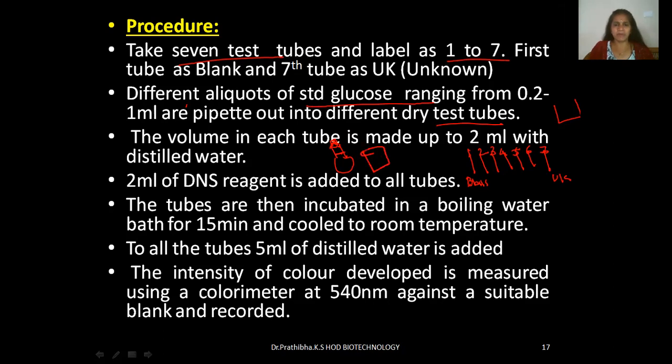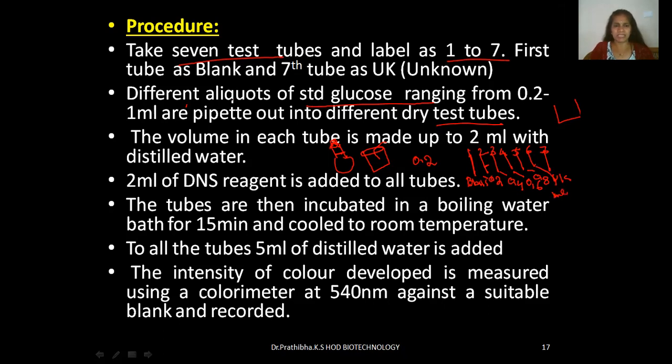Once you pour into the beaker, using the pipette you are going to take first 0.2 ml of glucose and put that in the second test tube. The first test tube will be blank. As the name suggests, blank means you are not going to put any glucose. For the second test tube, add 0.2 ml of glucose; for the third test tube, 0.4 ml; for the fourth test tube, 0.6 ml; for the fifth test tube, 0.8 ml; and for the sixth test tube, 1 ml of glucose.